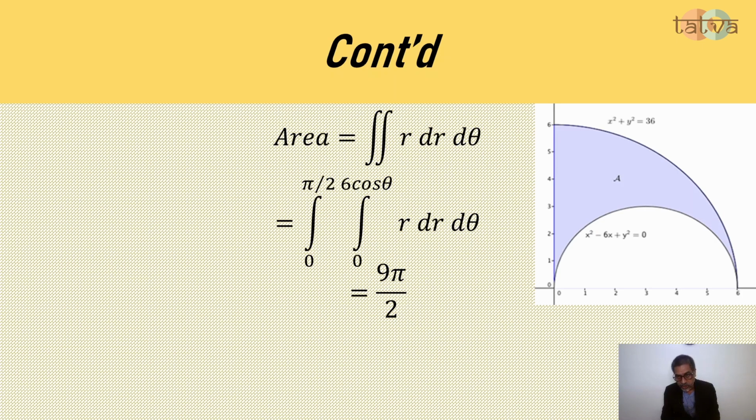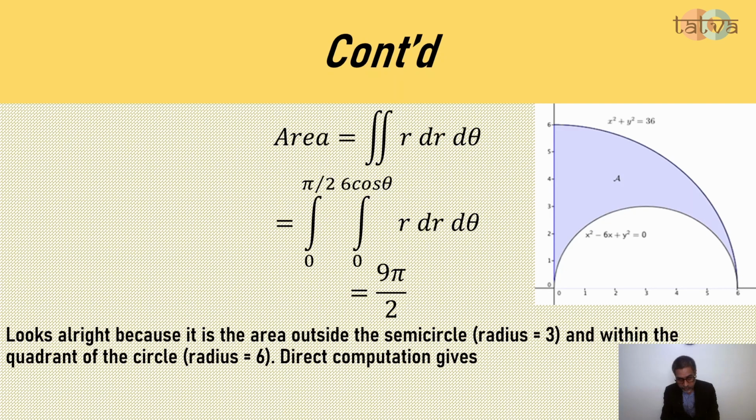So if you actually see that shaded region, it is easy to calculate. You find the area of the quadrant of the circle x square plus y square is equal to 36. From that you subtract the area of the semicircle x square minus 6x plus y square. So let us see. We have got a small semicircle of radius 3 units, and that is embedded within a very big quadrant of a circle of radius 6 units.